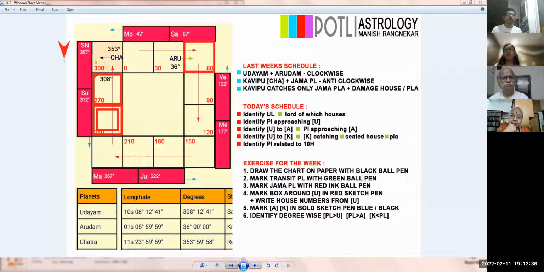If you understood that the thing goes in the anti-clockwise direction, which Jama planet is approaching? So if this is Udayam at 308, Sun is at 312, correct? It is before that. So basically, Sun is approaching the Udayam. Though in the app it is shown very differently, it basically is Sun approaching the Udayam. Correct? So what have we got additional? So we have got Sun.